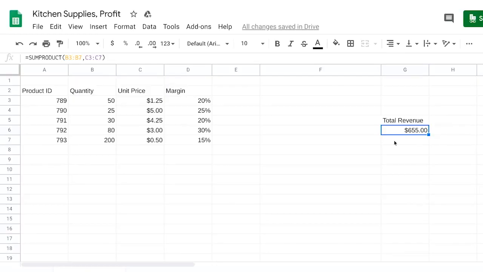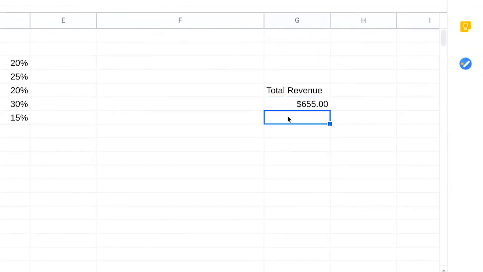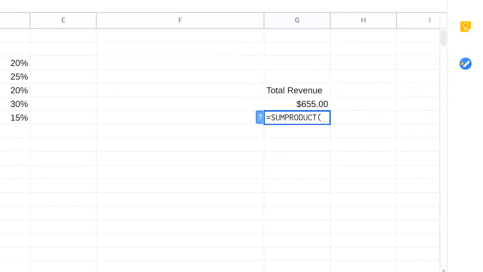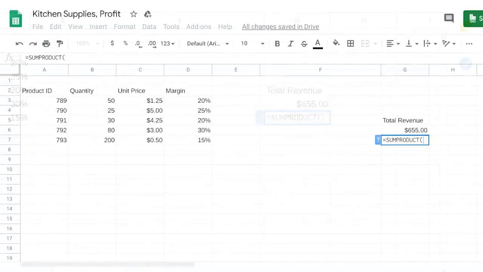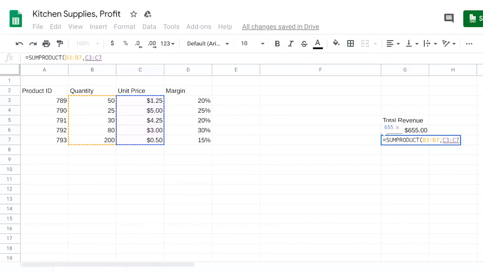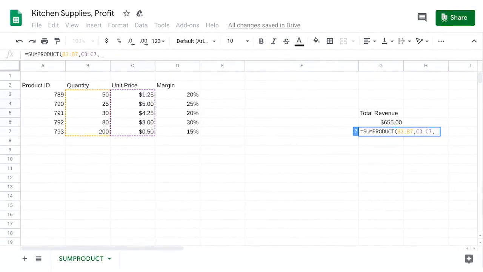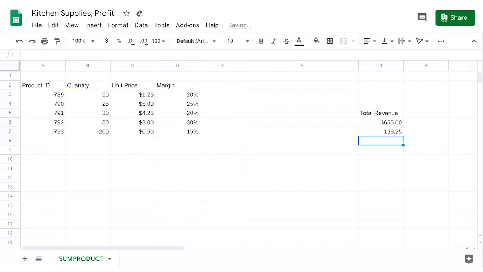There's only one difference between the formula for profit margin and revenue in this spreadsheet, but it's an important difference. To start, in cell G7, we type the same first part of the formula. Then we include the two arrays in the same way as well. But instead of ending our formula, we add another comma, followed by another array. This time, we'll select the cells with the profit margin, D3 through D7. We'll finish our formula and our calculation is complete.